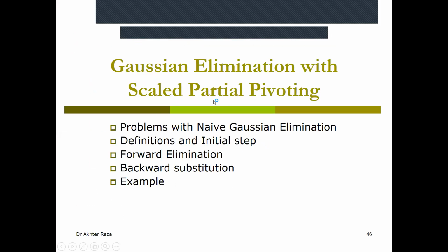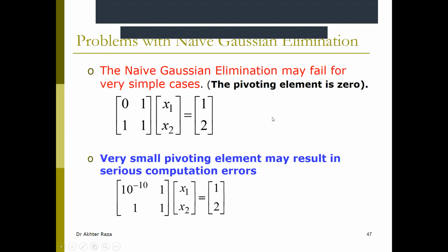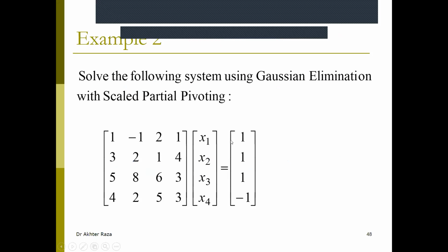Gaussian elimination with scaled partial pivoting. Partial pivoting addresses the problem whenever the first element is already 0. If the first element is 0 and we are going to make this element 1, we cannot make it 1. So in partial pivoting, we just interchange the rows before starting the Gaussian elimination. So row number 1 can be changed with row number 2. If we change row number 1 and row number 2, then we will have 1 here and 0 here. So this will give us a better solution.